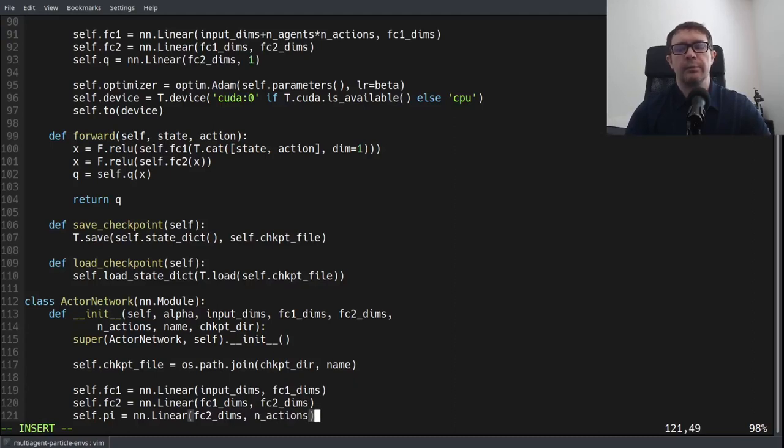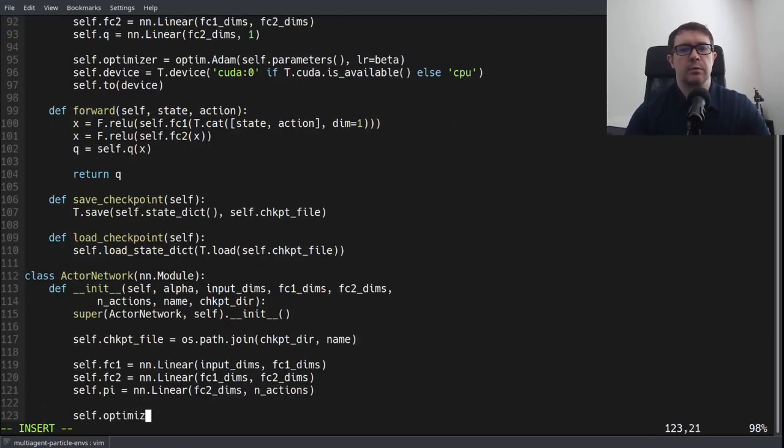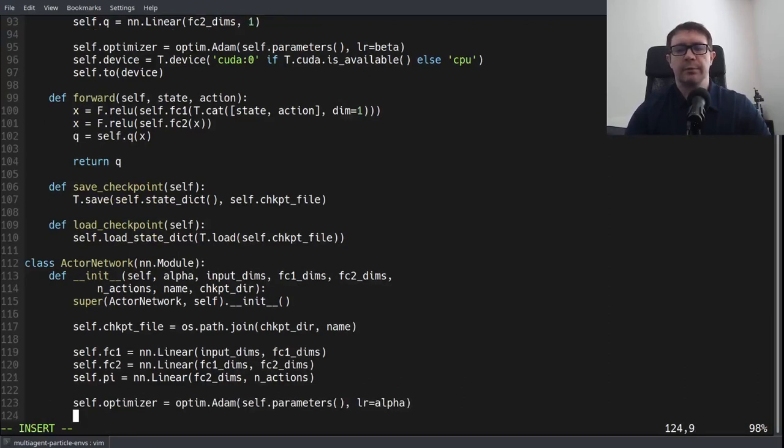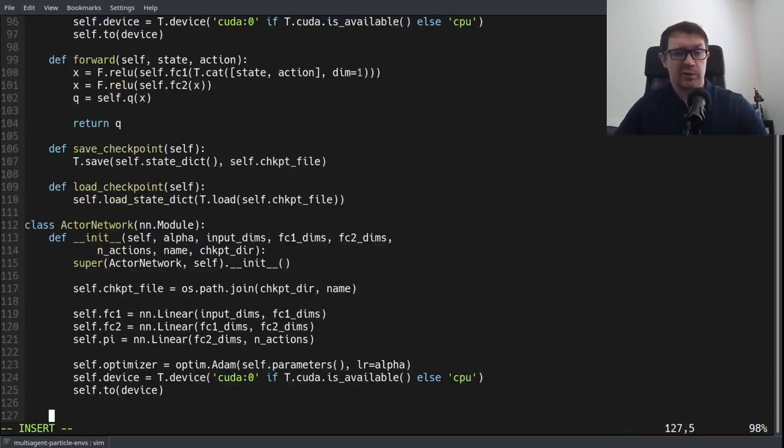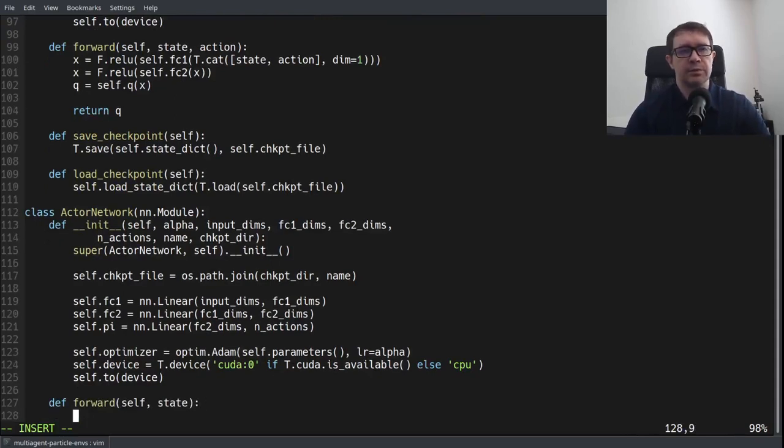And our final output will be the number of actions. Parameters, LR equals, I believe it's called alpha, correct. CUDA, else CPU, and self.to(device). Now it's worth noting that these networks are so small you could probably get away with running this on a CPU. I haven't tried it. Might be an interesting exercise.